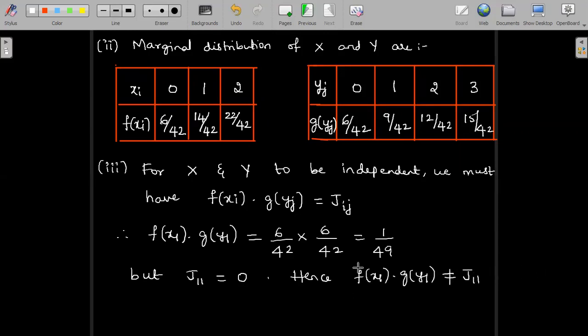If it does not satisfy the condition for any value of i and j, we can hence conclude that the random variables are dependent. So thus the random variables x, y are dependent.